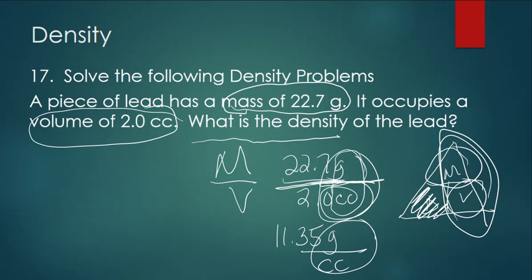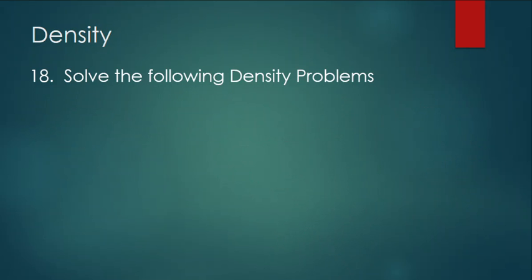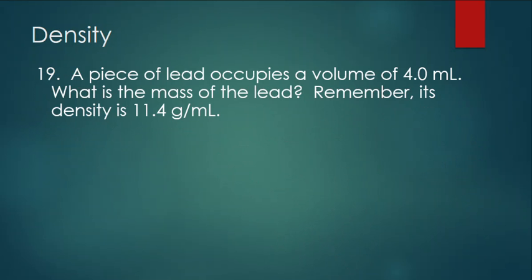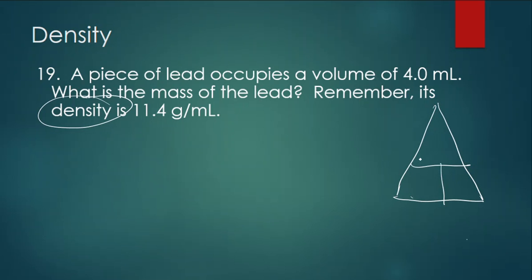All right, let me do another one for you. We're going to skip 18 because you guys are going to do 18. I'll do 19. You ready? Let's see. Oh, I see the word density. The great triangle of science. Density is equal to m over v.